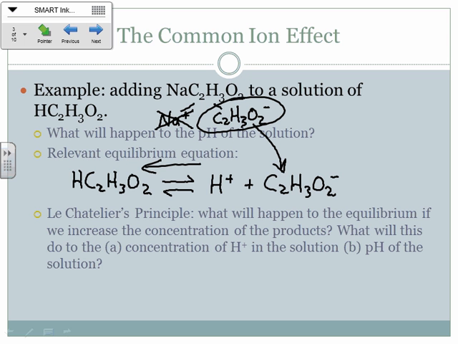So then what's going to happen to the concentration of H plus if I put in this sodium acetate? What's going to happen to this right here?